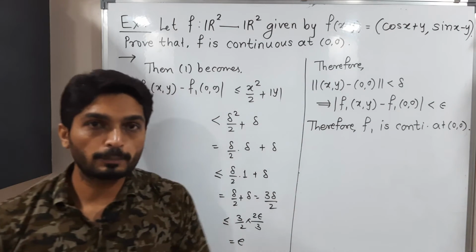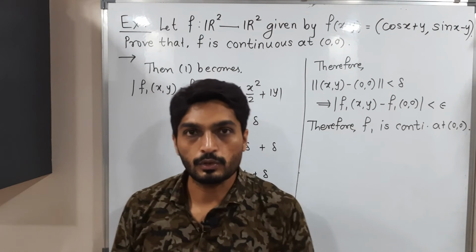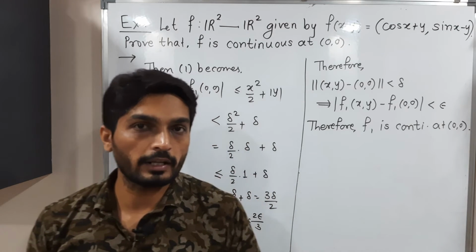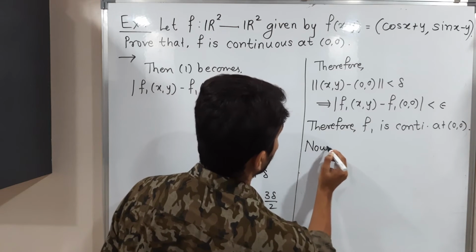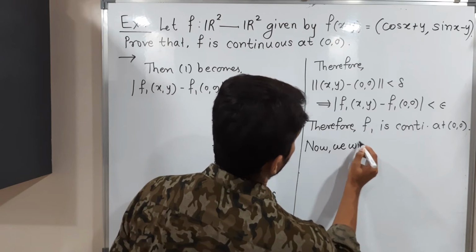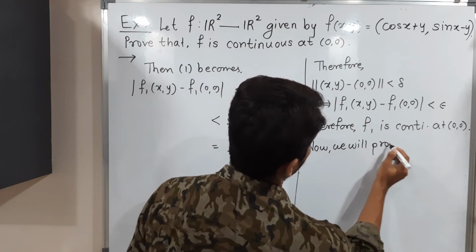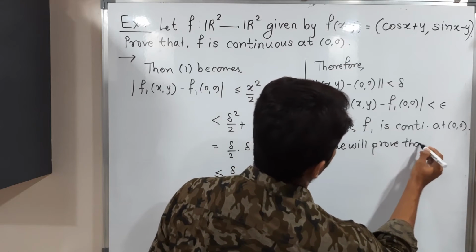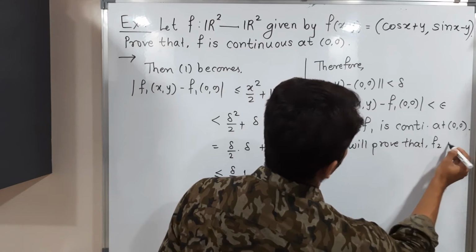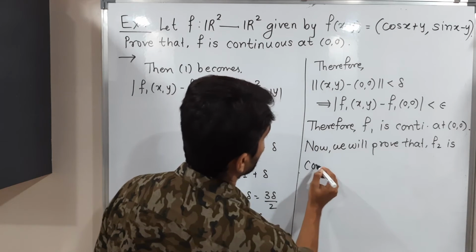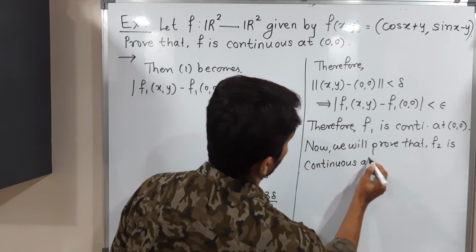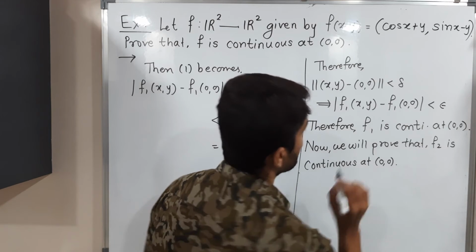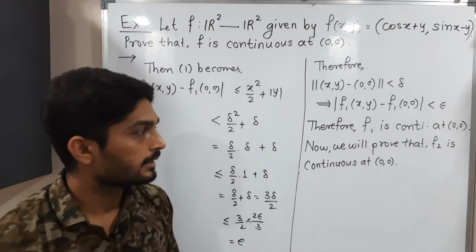See, now we have proved f1 is continuous. So now we will focus on f2 and we will prove that f2 is also continuous at 0, 0. We'll prove f2 is continuous at 0, 0.